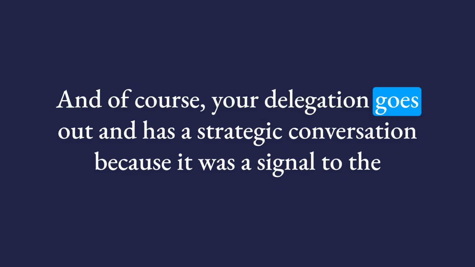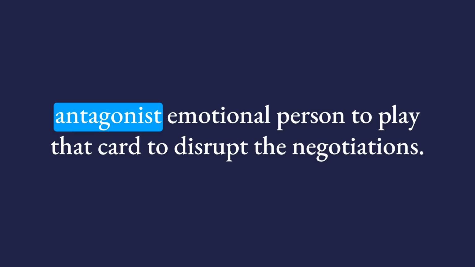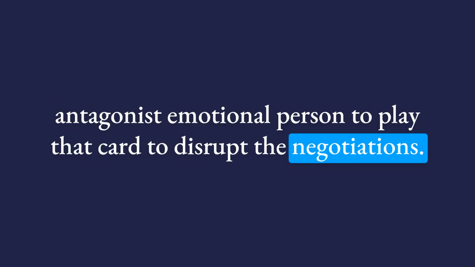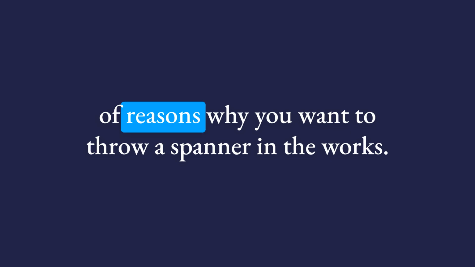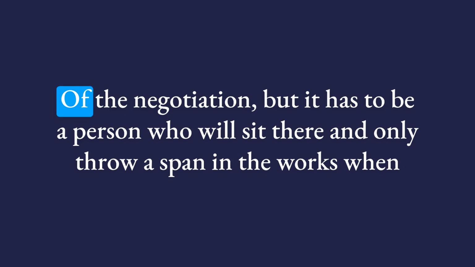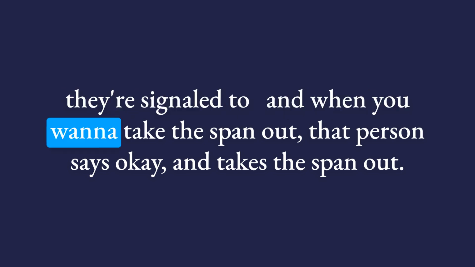And of course, your delegation goes out and has a strategic conversation because it was a signal to the antagonist emotional person to play that card to disrupt the negotiations. So there could be a break. But there's all kinds of reasons why you want to throw a spanner in the works of the negotiation. But it has to be a person who will sit there and only throw a spanner in the works when they're signaled. And when you want to take the spanner out, that person says, okay, and takes the spanner out.